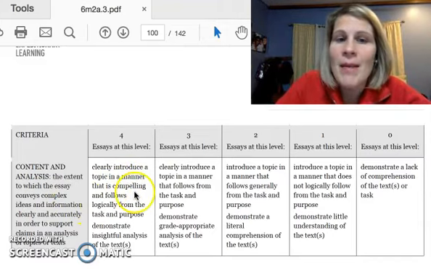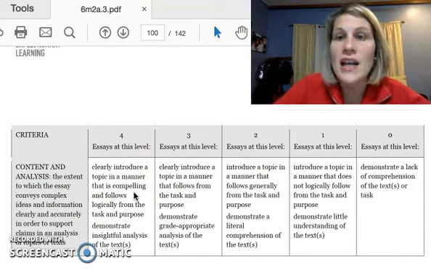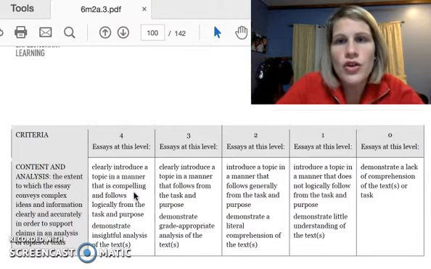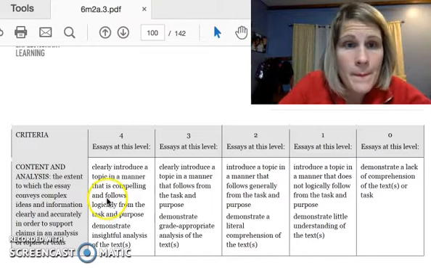Now here it says in a manner that is compelling. Compelling means that it's interesting, that you want to keep reading, that it makes sense, that it's just really well done and interesting. So the choice of language is going to be really important there.